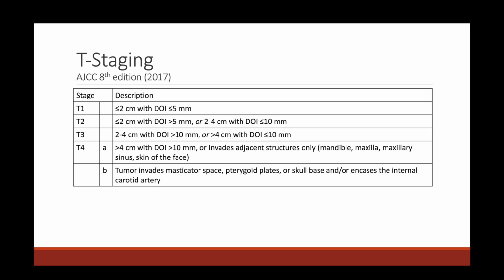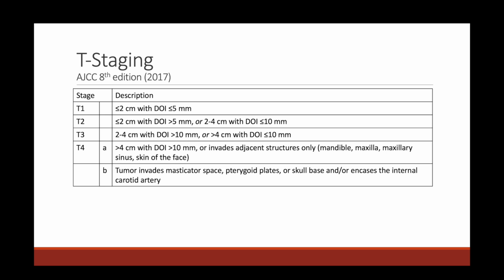So what makes it T2? If it has greater than 5 millimeters depth of invasion and it's smaller than 2 centimeters, or if it's 2 to 4 centimeters with a depth of invasion that's less than 10 millimeters. T3 then is a 2 to 4 centimeter tumor with a depth of invasion that's greater than 10 millimeters, or anything greater than 4 centimeters with a depth of invasion that's less than or equal to 10 millimeters. And then finally, we get to T4. So T4 is divided into T4A versus T4B.